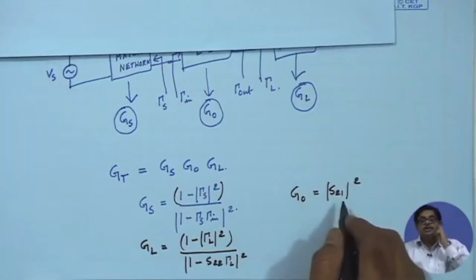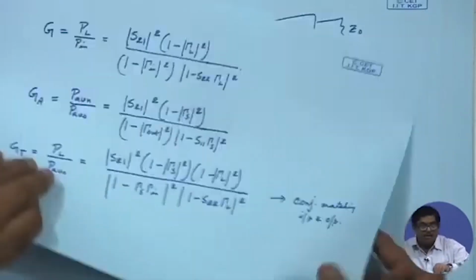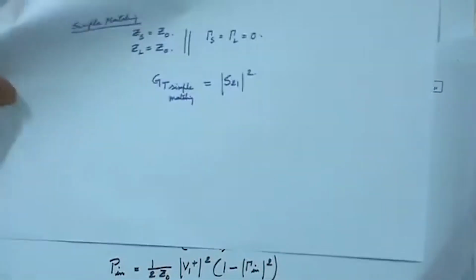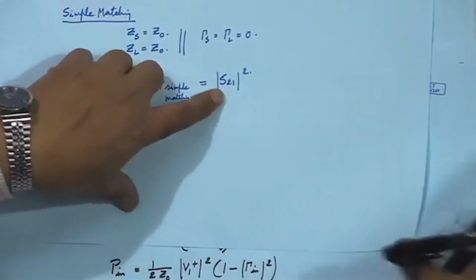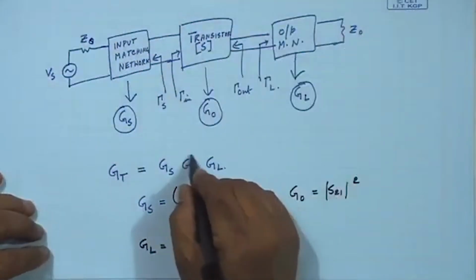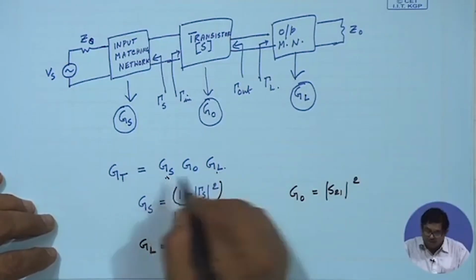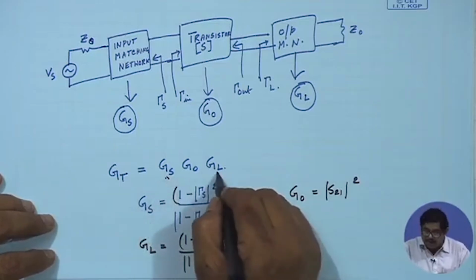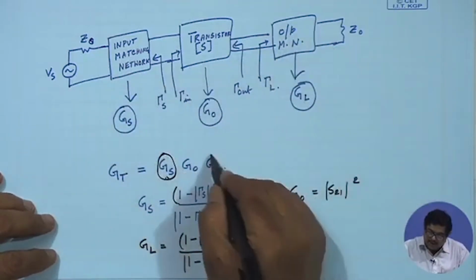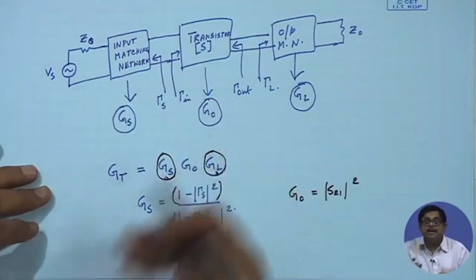So, you see that with simple matching, we have already found that GT for simple matching is S21 squared. But if I do conjugate matching, actually I have 3 parts. So this is like simple matching, but I have 2 more degrees of freedom here. One is the input source matching, another is the output side matching. So by this, if I can design these 2 networks properly, I can get these additional gains, because here due to conjugate matching I will make maximum power transfer, and by that I can increase the gain.